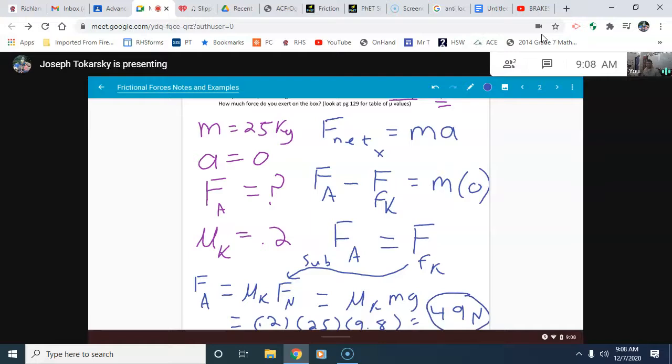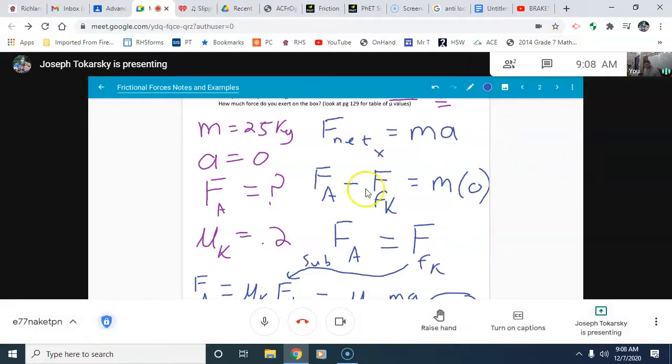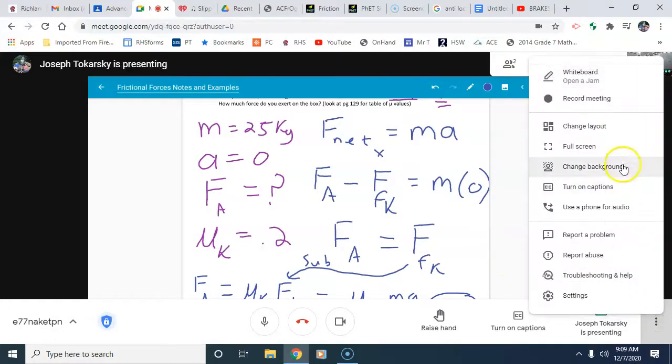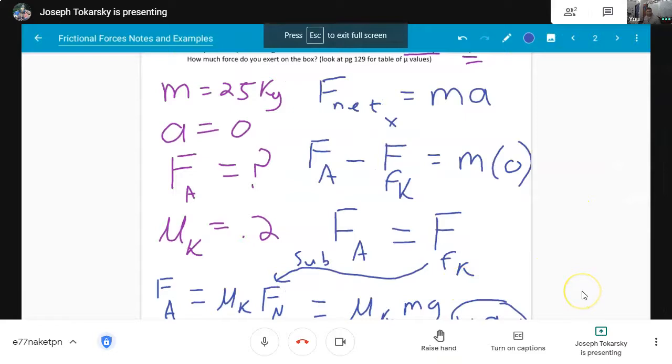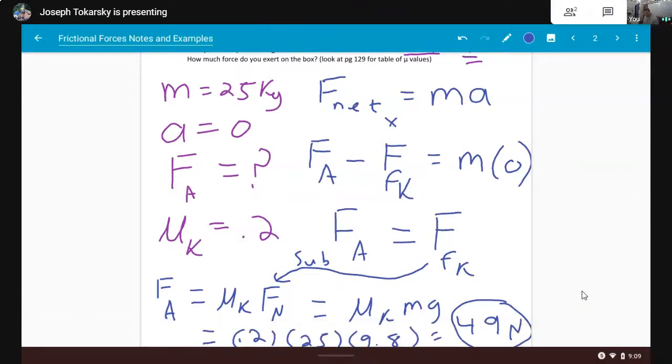My applied force and my kinetic frictional force is equal to that much. Let me go full screen here so you can see all that. And this was called balance because both of them are at that. Now let's take this to a concept a little further. All right. What if I started pushing harder now?